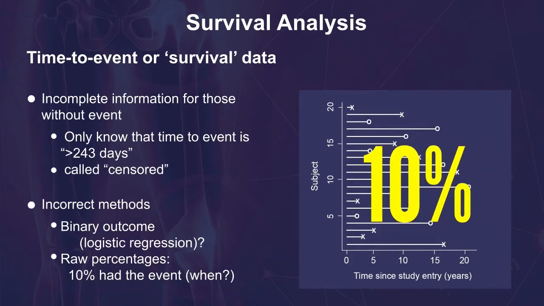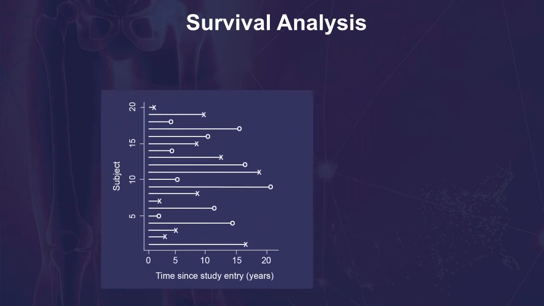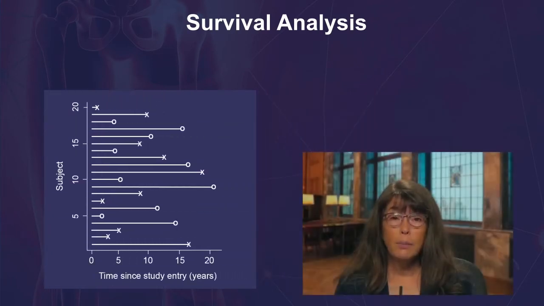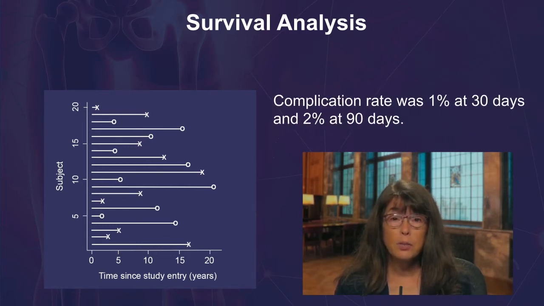It is also incorrect to report raw percentages of events, like 10% of patients had a post-surgical complication, when all the patients are not followed for the same length of time. The event rate depends on the length of follow-up, and it should be recorded at specific times, such as the complication rate was 1% at 30 days and 2% at 90 days.